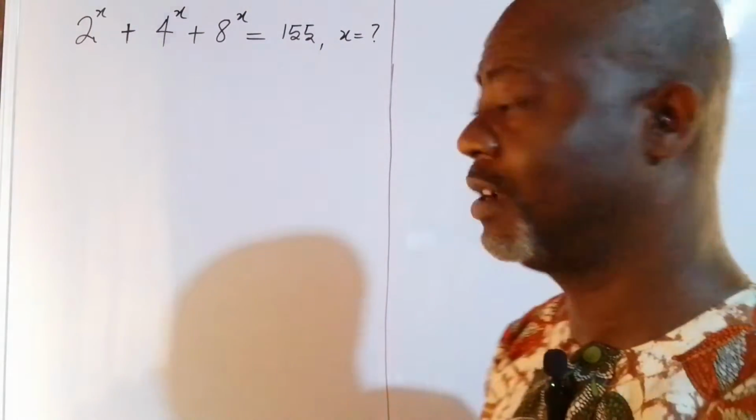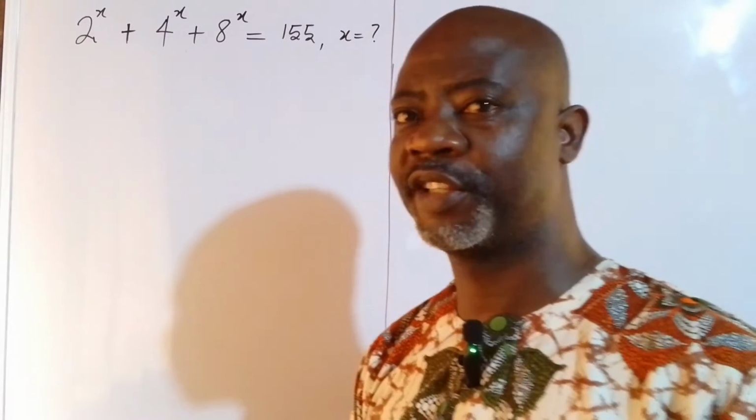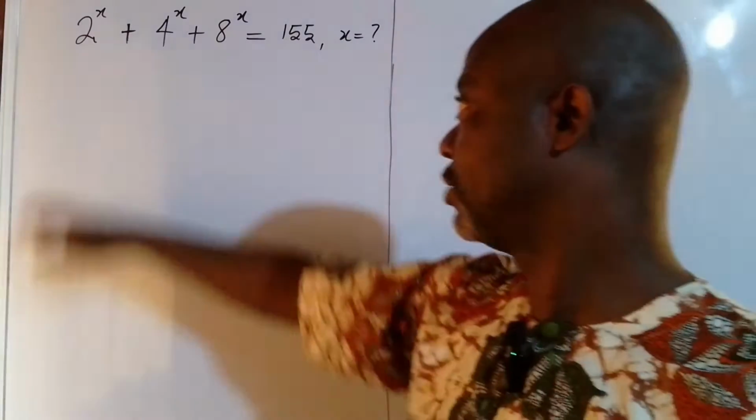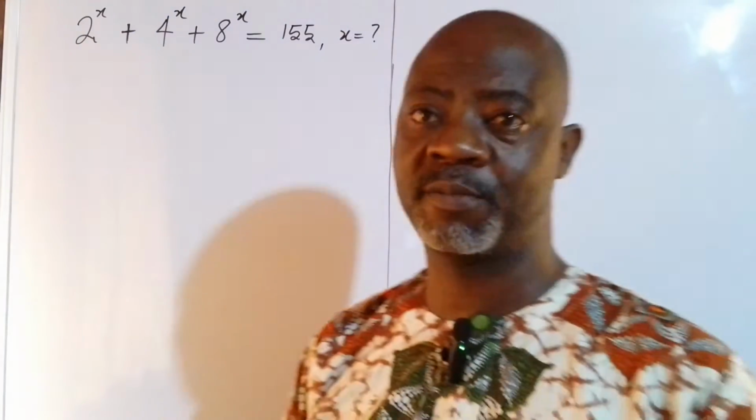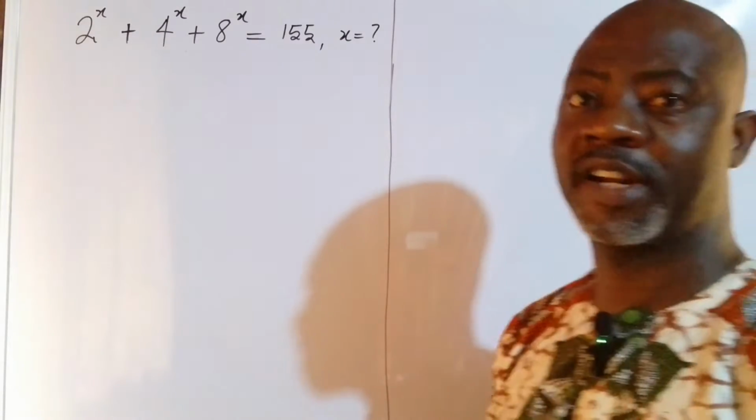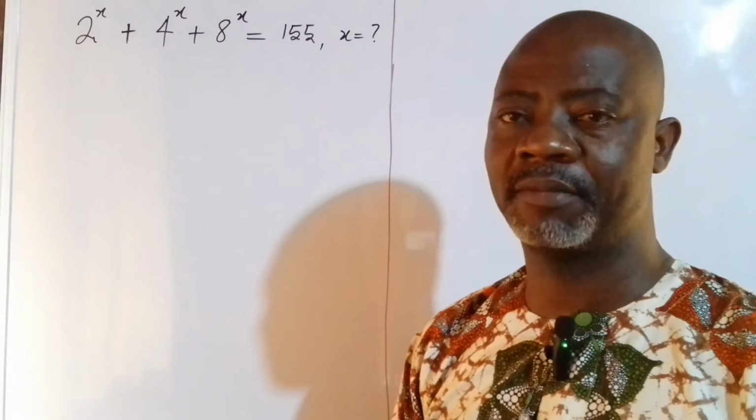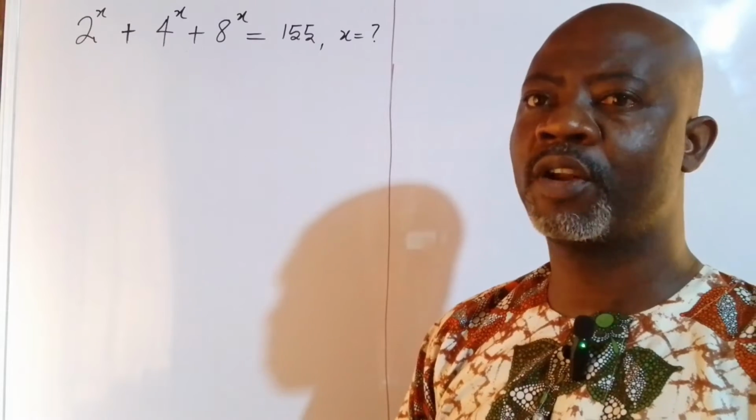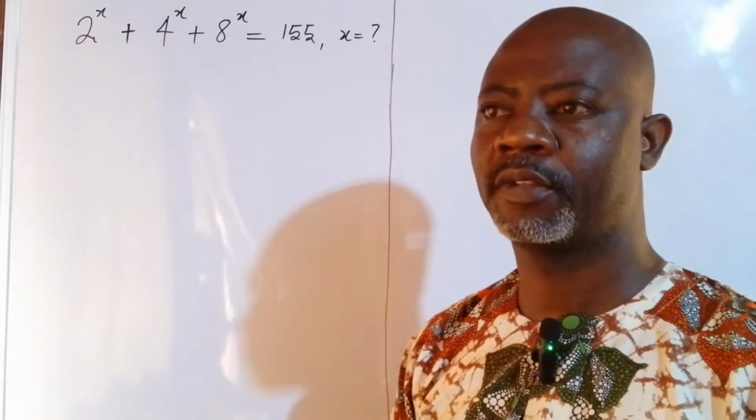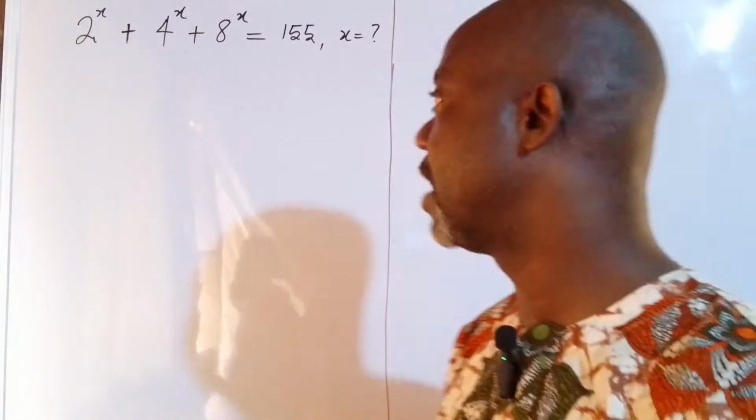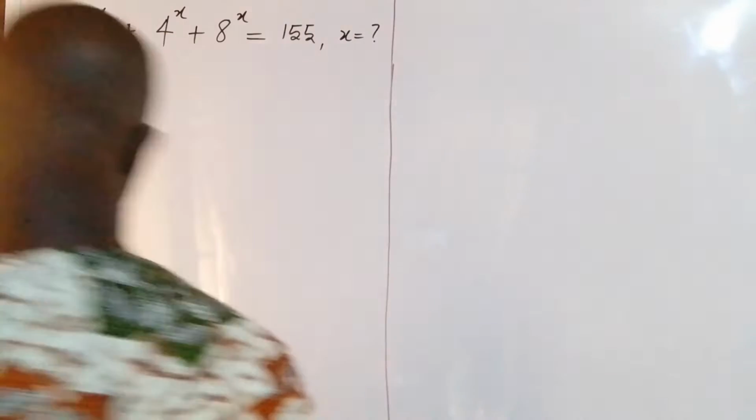Here we are having this beautiful exponential equation: 2 to the power of x plus 4 to the power of x plus 8 to the power of x equals 155. So what will be the value of x? And please, let me make a disclaimer. We are going to be solving for the real values, not the imaginary values. Okay, so let's just get started.